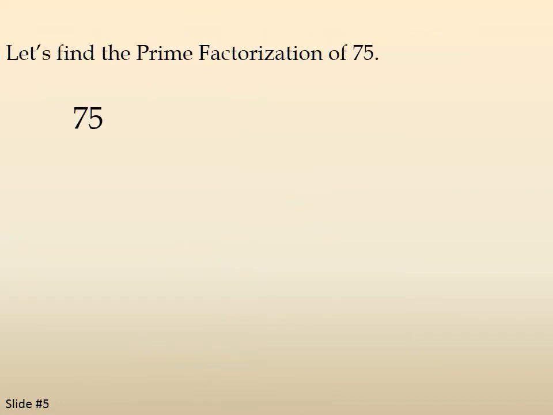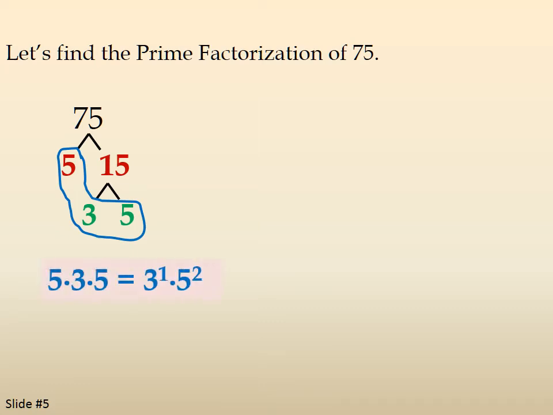Let's try 75. You might realize, well, 75 ends in 5, so we can divide it by 5. So we get 5 times 15. The 5 is prime. 15 is not. So we further factor the 15 as 3 times 5. We grab the numbers at the end of the stems: 5 times 3 times 5, or 3 to the first times 5 squared.